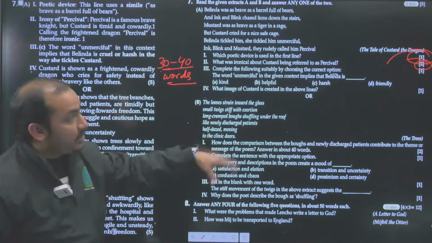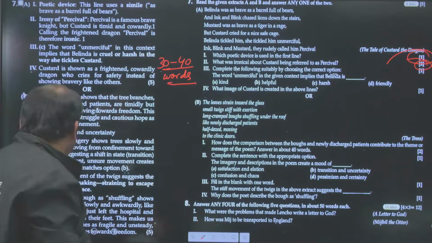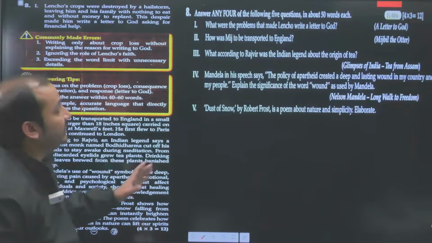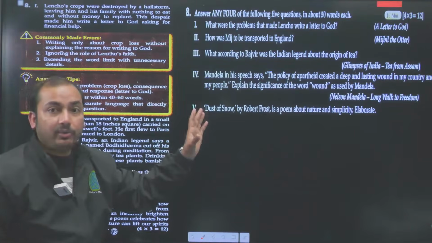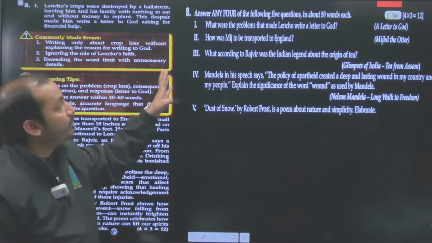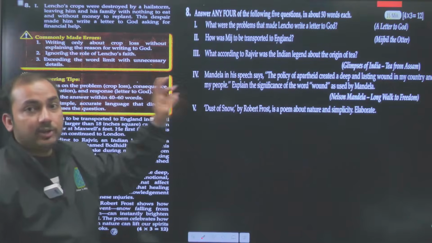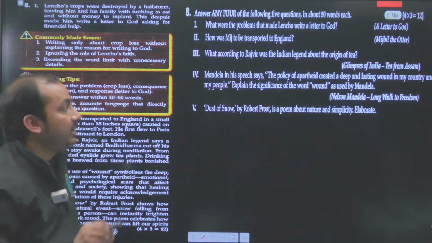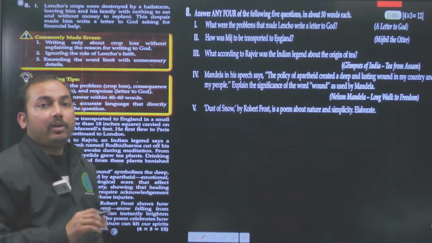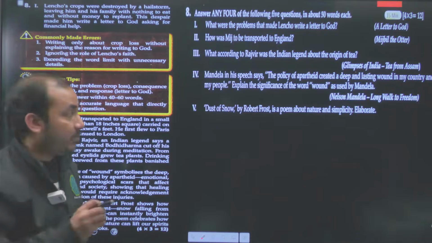Also, this is part of the 5 marks extraction. Now we'll move to the questions. Here you have been given 5 questions from which you have to write any four of them, and each question carries 3 marks.